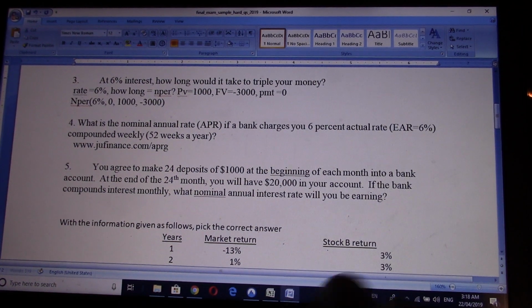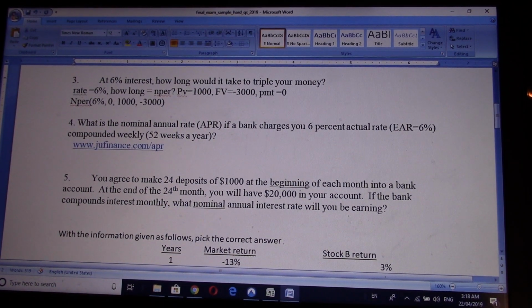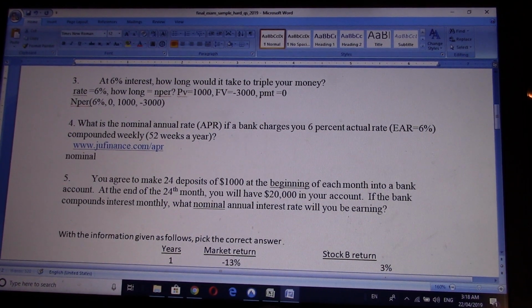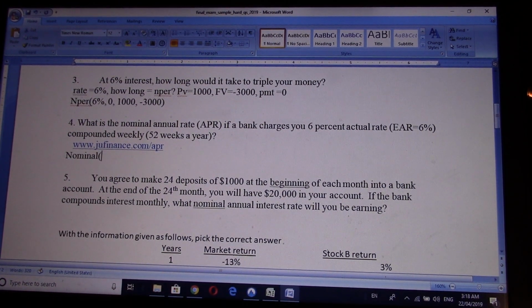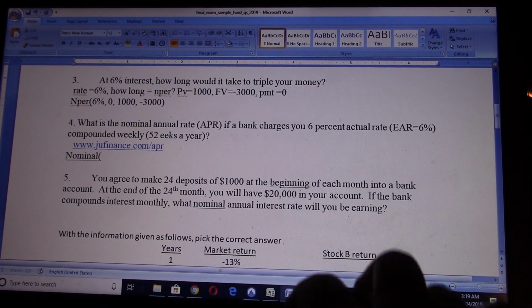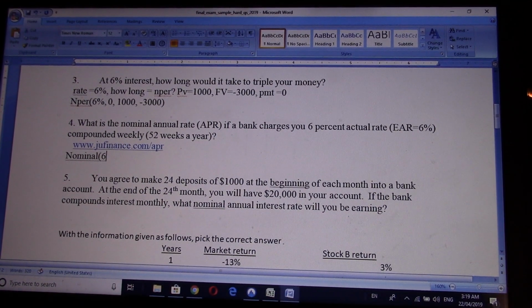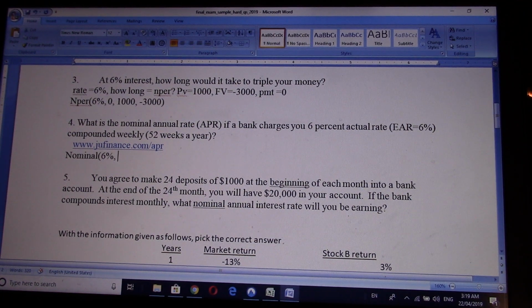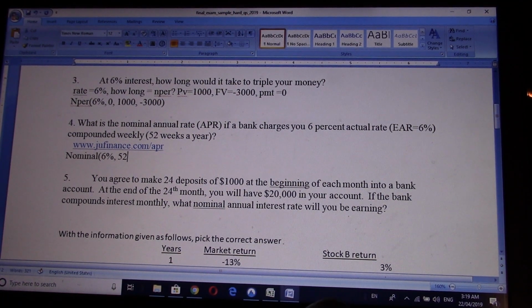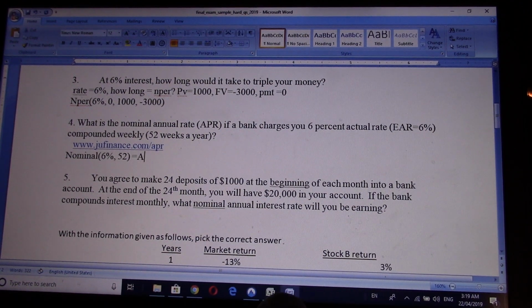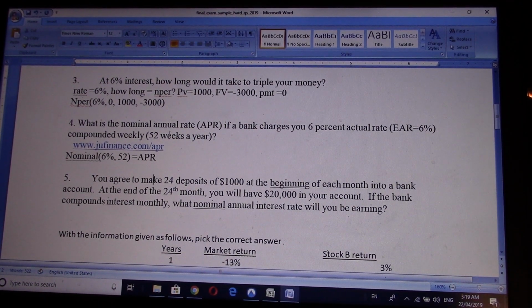I think it's called APR. This is the website. You can convert it back to APR from EAR, or you can use the nominal function in Excel to do that. It's called the nominal function in Excel. The input is just 6%. And how many times is it compounded in a year? 52. So this will give you APR. So this is this question.